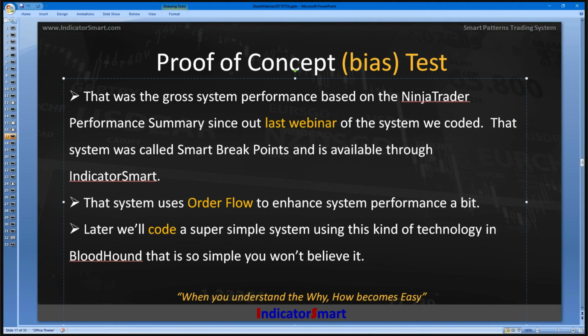So what that system does is it uses order flow lead outs to enhance the system performance a bit, because order flow tends to lead price, we know that. And so we exploit that a little bit. And so over just a basic trend system, it gives you about a 15% edge, depending on how you measure it, by adding the order flow to the equation. Later, we're going to code a super simple system using the same kind of technology in Bloodhound.